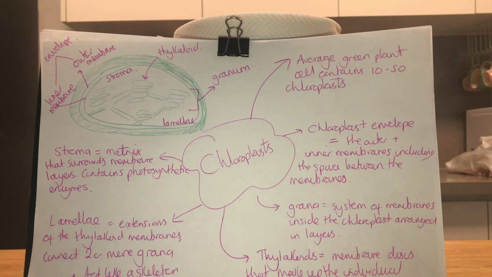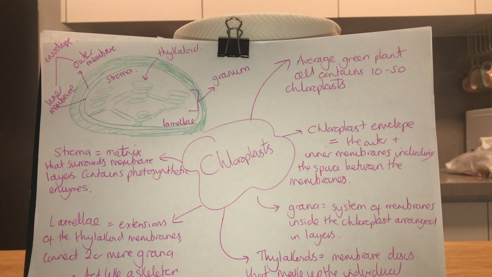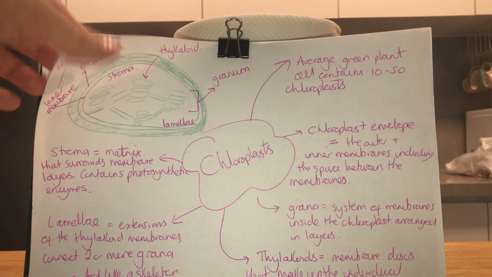So we need that lamella, that skeleton in there, just to help keep everything in place. And then lastly, but by no means least, we have the stroma, okay? That's essentially the matrix that surrounds the membrane layers, the background stuff, and it contains the photosynthetic enzymes. When we look at photosynthesis in more detail over the next few lessons, you will get to know those enzymes, but you should be aware that photosynthesis is an enzyme-controlled reaction, and so the stroma is where you'd find those enzymes, ready to do their job when photosynthesis occurs.